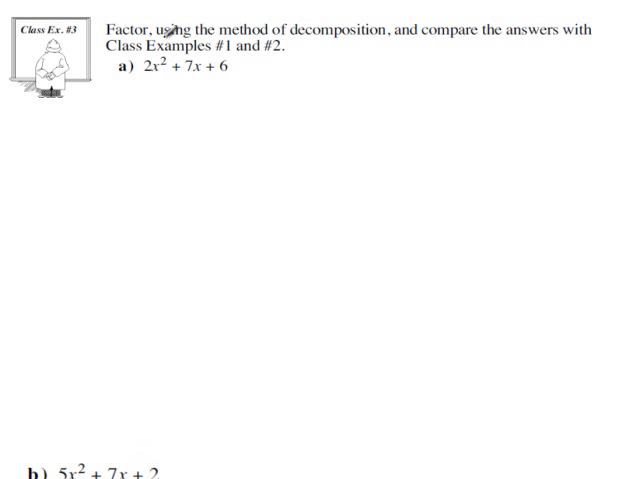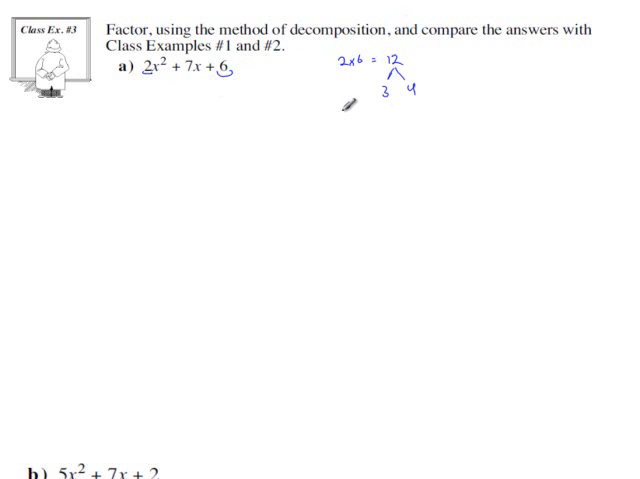So factoring with decomposition, first step, multiply the x squared coefficient and the number term together. So 2 times 6 equals 12. Now what we need to do is find two factors of 12 that will add up to get positive 7. So I can think of 3 and 4. 3 times 4 equals 12, 3 plus 4 equals 7.